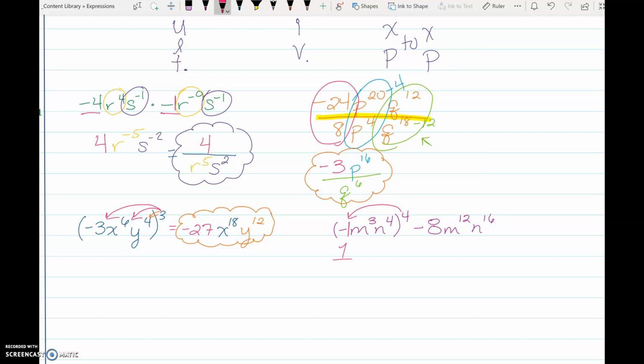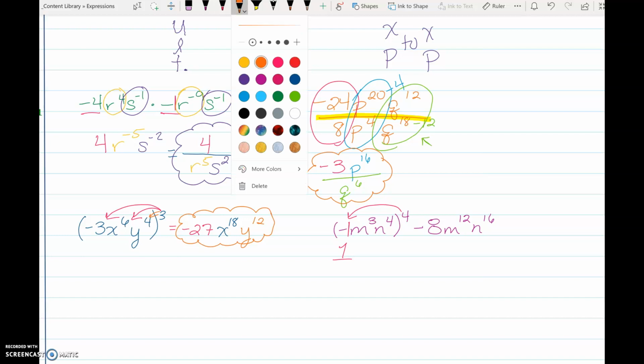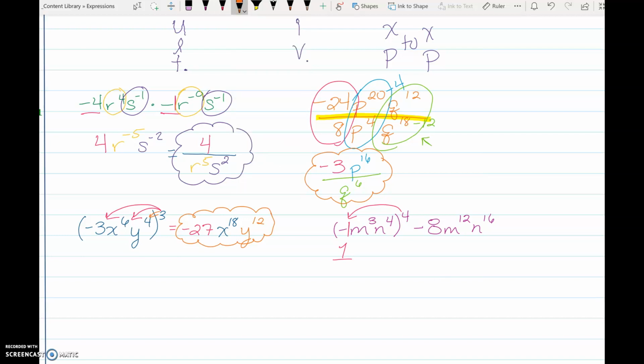So positive 1, you can write it or not. It does not matter. I'm going to go ahead and write it because it might help me later. Who knows? All right. So now, we've still got exponent to exponent. So m cubed to the 4th. My exponent rules tell me when I have an exponent raised to an exponent, I multiply. So 3 times 4 gives me m to the 12th.